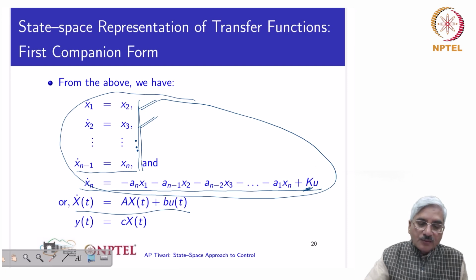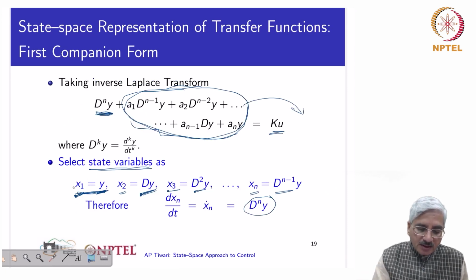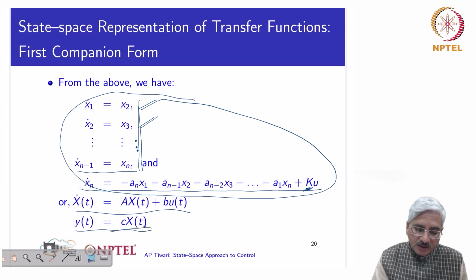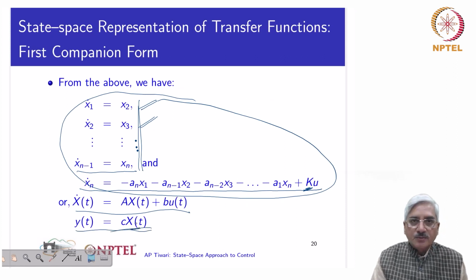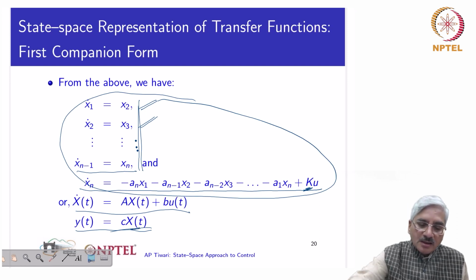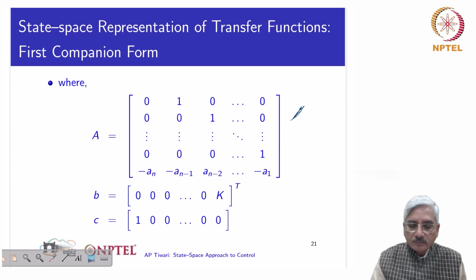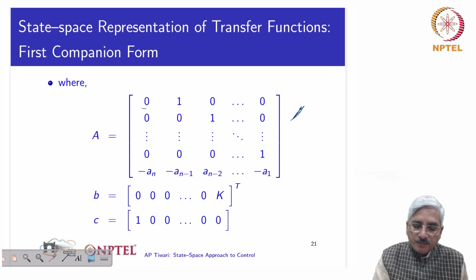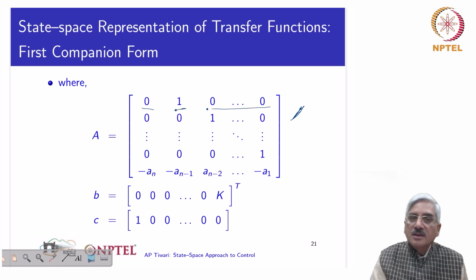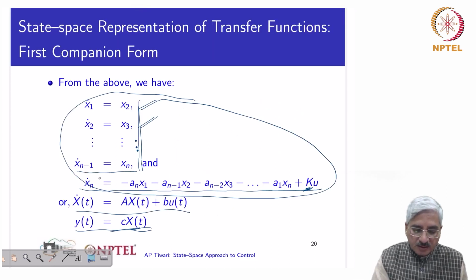And for the output y, we have seen that the first state x1 was identified as y. That means y is x1. So the output y will be C times x(t), which will comprise only x1. Based on this knowledge, we can write the A matrix like this. x1 dot is x2, so we have all zeros and a 1 coming here. x2 dot is x3, so 1 is coming here, the rest all are 0, and so on. And the last row contains all the coefficients. See here, this one.